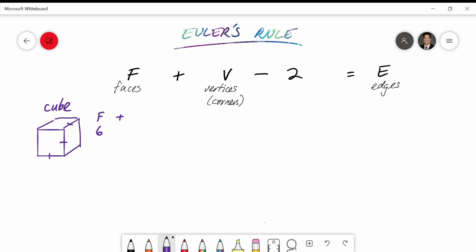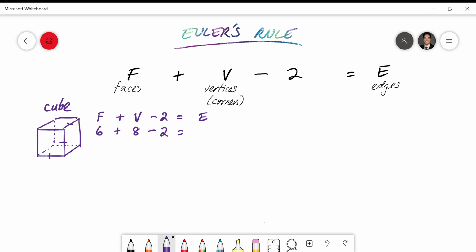If we were to work out the number of corners or vertices, we've got 1, 2, 3, 4, then 5, 6, we've got 1 at the back there, 7, and then 8. I might dot it so you can see which ones we're counting. So I've got 1, 2, 3, 4, 5, 6, 7, 8 vertices.